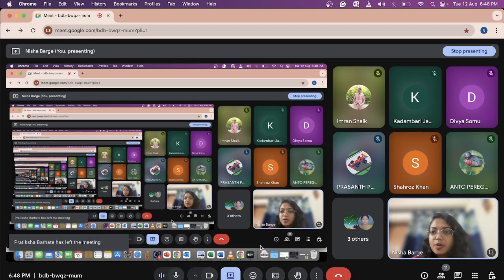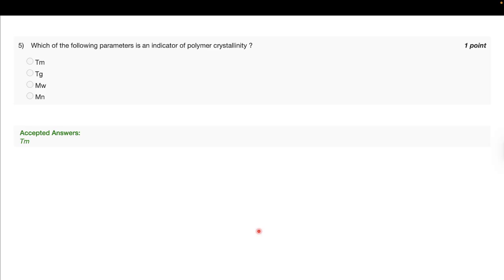So amongst these options, the question is, which of the following parameters is an indicator of polymer crystallinity? Melting temperature is the correct answer. Tg is nothing but glass transition temperature. It's more appropriately related to amorphous polymers rather than crystalline polymers. Mw is your weight average molecular weight, and Mn is your number average molecular weight. So molecular weight will not indicate whether your polymer is crystalline or not. So the correct answer is melting temperature.